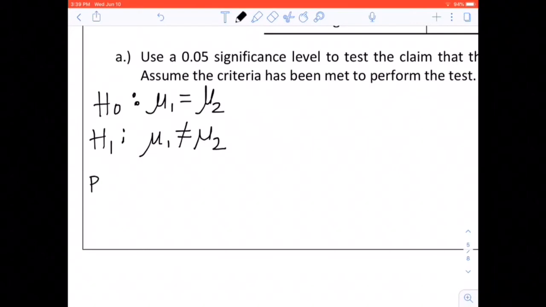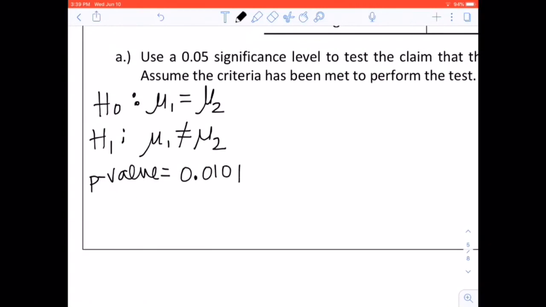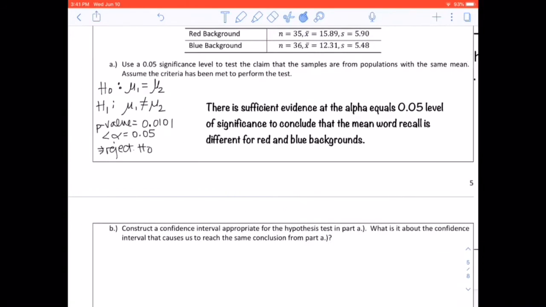From the calculator, we get a P value equal to 0.0101, which is less than alpha, which is equal to 0.05, which means we are going to reject our null hypothesis. So from here we need to write a conclusion. So in conclusion, there is sufficient evidence at the alpha equals 0.05 level of significance to conclude that the mean word recall is different for red and blue backgrounds.